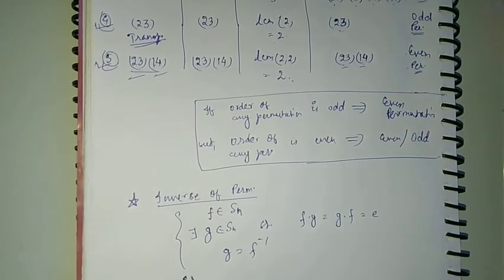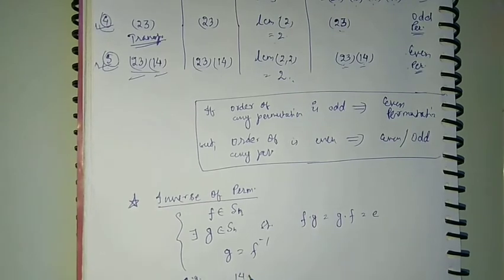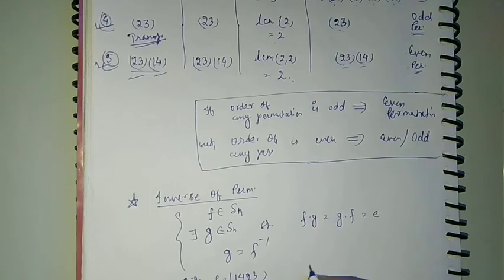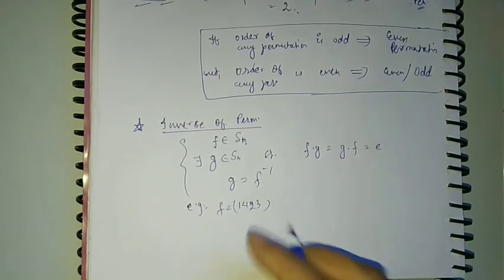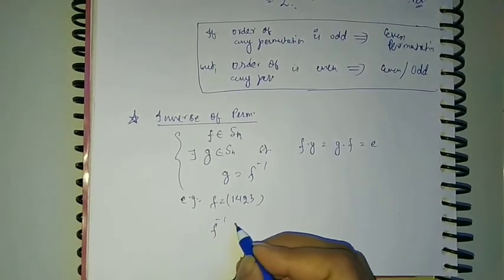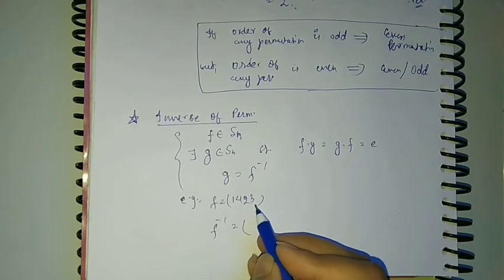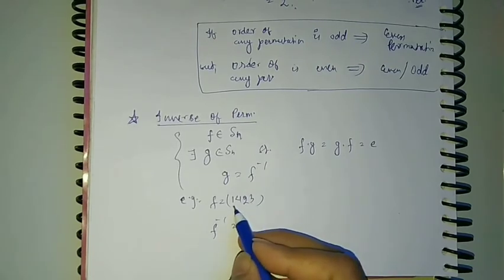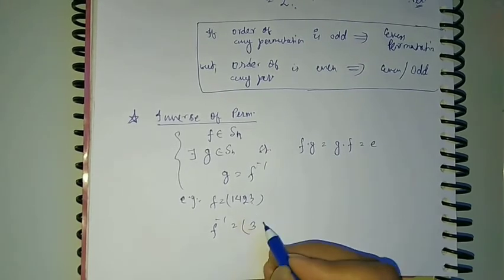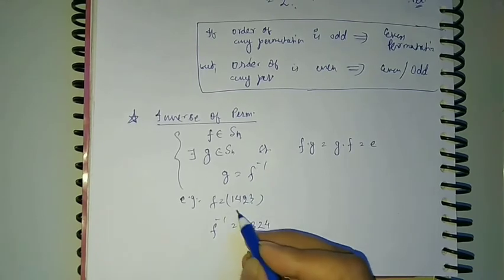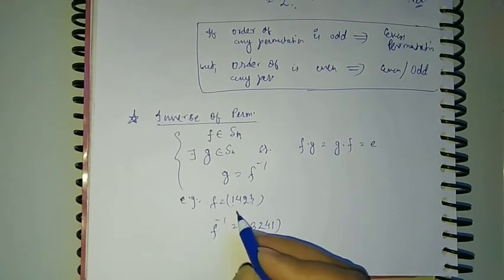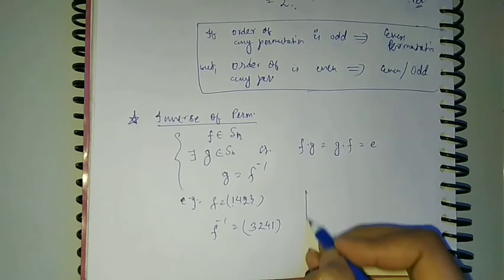Now we are going to take some examples. Let f = (1 4 2 3). This is a permutation. Then the inverse of f can be represented by just writing the elements in reverse order. First write 3, then write 2, then write 4, and then write 1. So this is the inverse of this cycle.